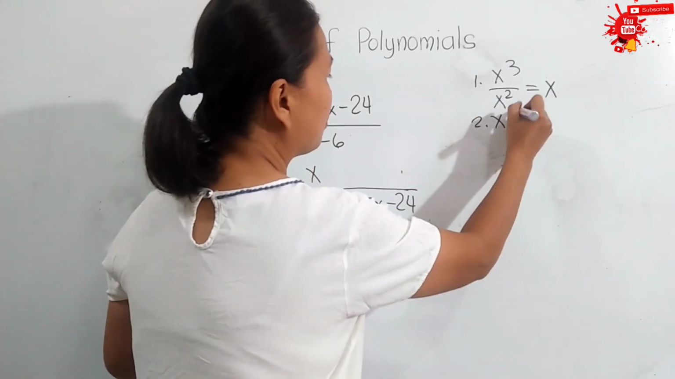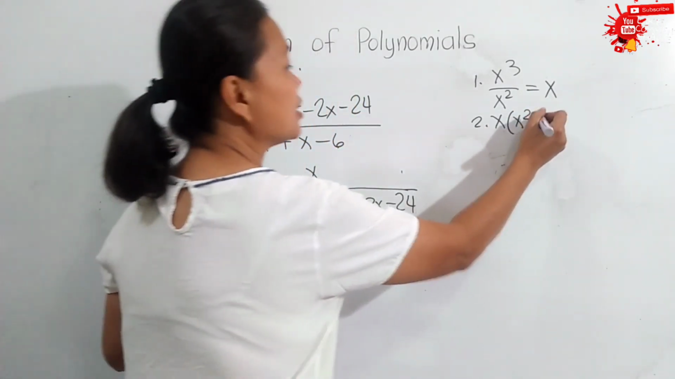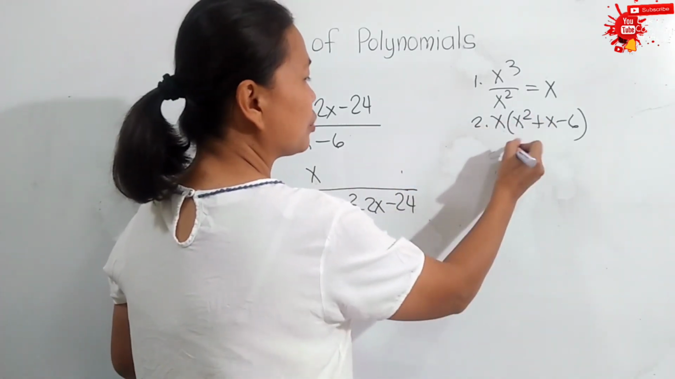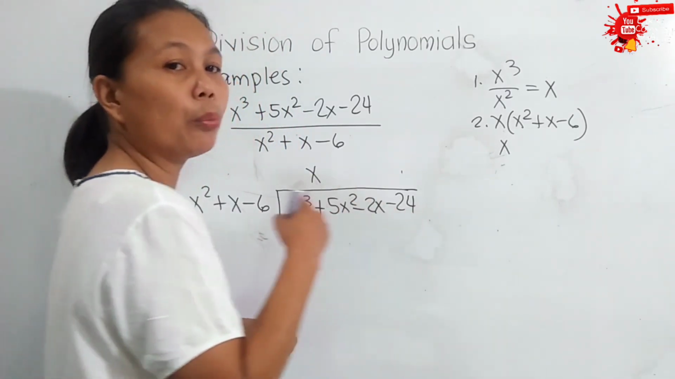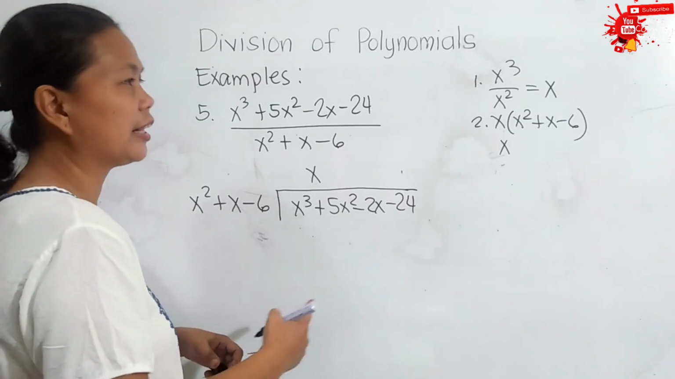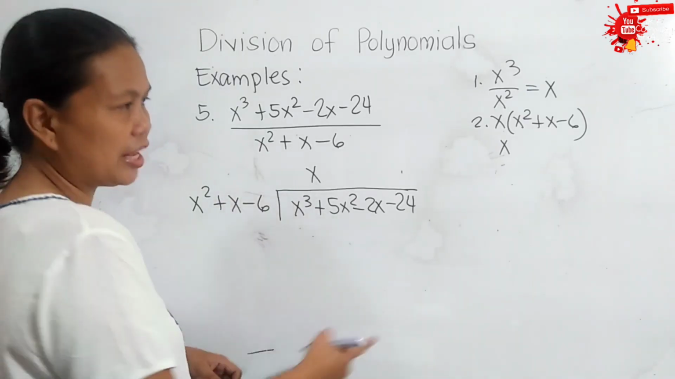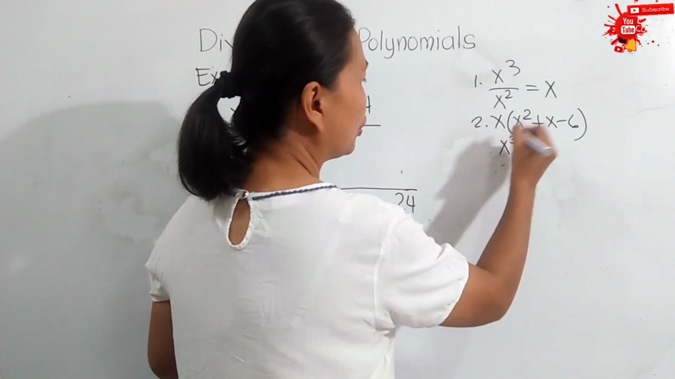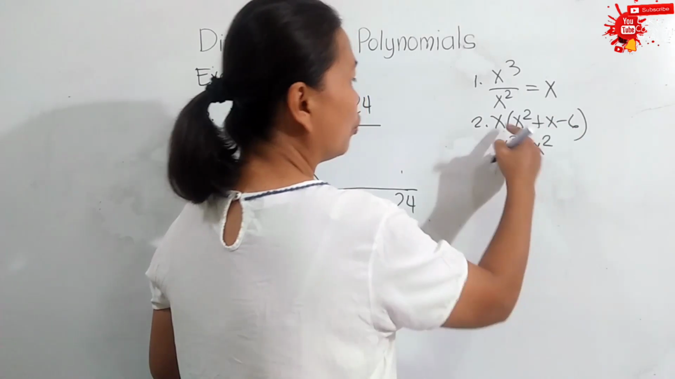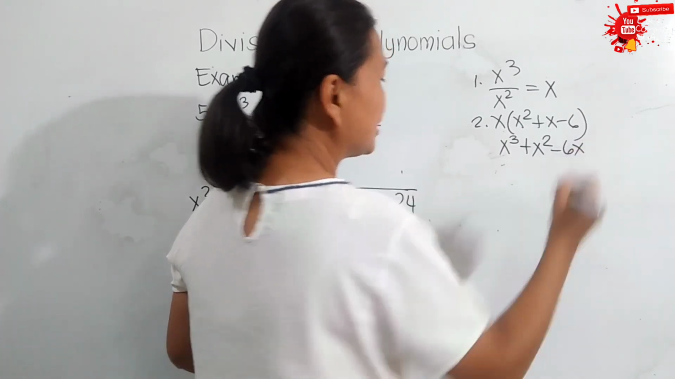Then the next step, multiply the partial quotient to the divisor. So we have x squared plus x minus 6. So we have here, distribute x. So x times x squared. Since this is multiplication, we add the exponents. Take note. Multiplication, add the exponents of the same base. Division, subtract the exponents of the same base. So we have here 1 plus 2, x cubed. Then positive x times positive x is positive x raised to 2. 1 plus 1 is 2. Then x times negative 6, so we have negative 6x.